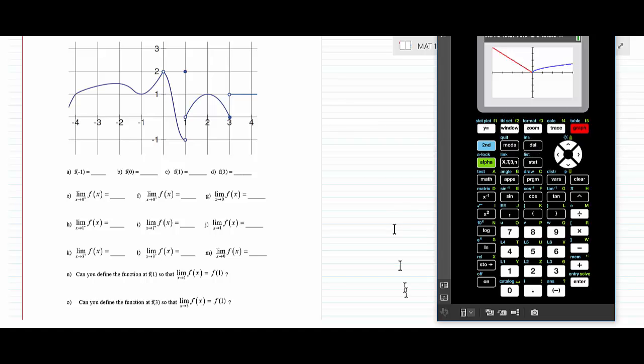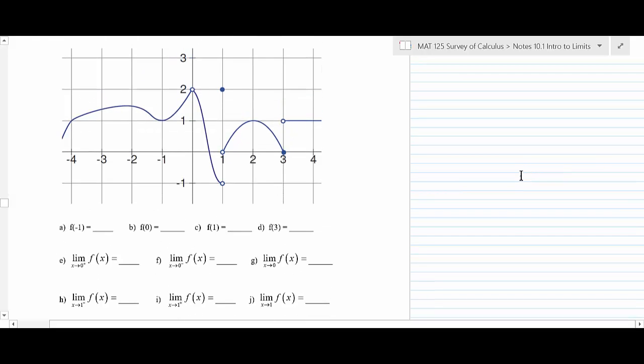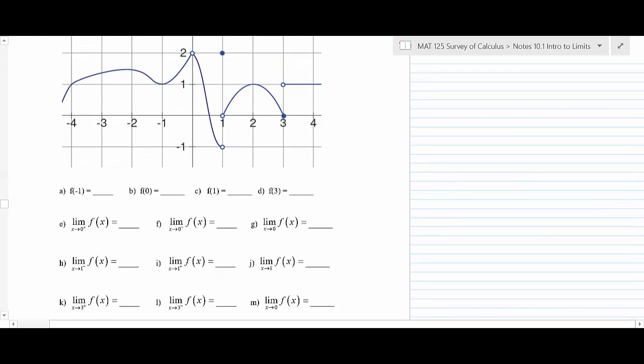Or some of this. So let's look at making sure you've got the function values right. If x is -1, then what's y? Okay, so that's 1, right? Now, not a limit, that's a function value.